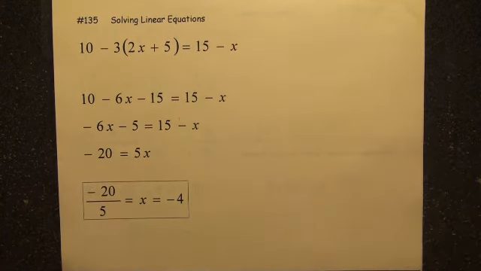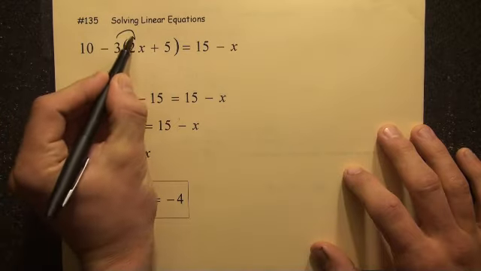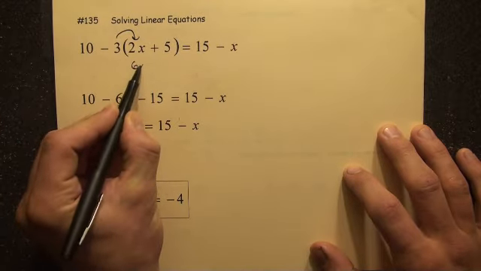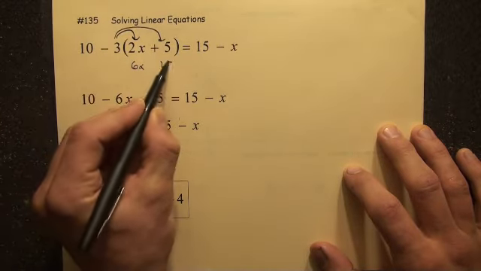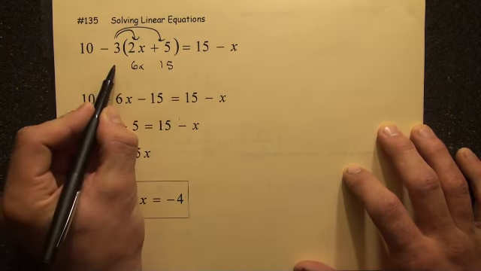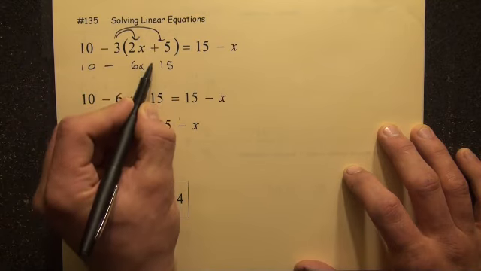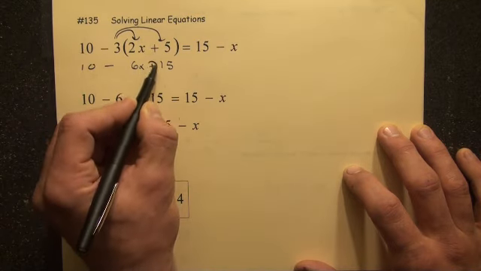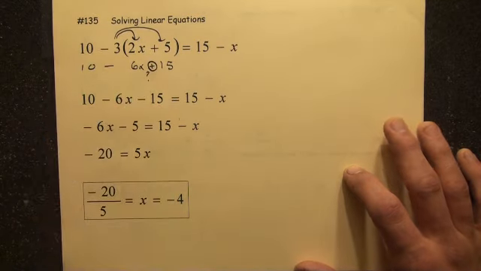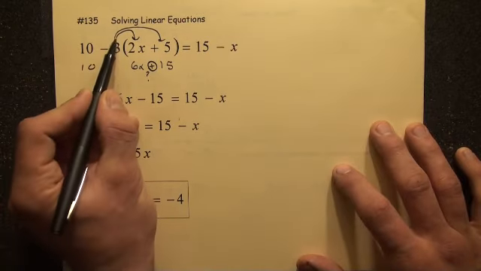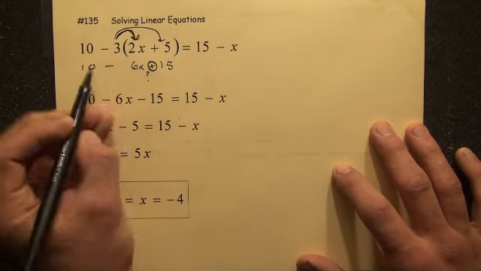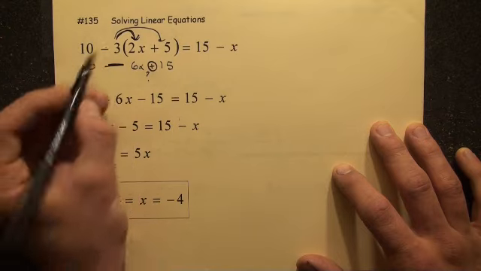What a lot of students will do is they'll distribute the 3, and they'll call this 6x. Then they'll distribute the 3 here, they'll call it 15. Now, a lot of students will bring this minus sign down, and then they bring the plus sign down. That is a big mistake. What you need to do is distribute the negative 3 to call this negative 6x.